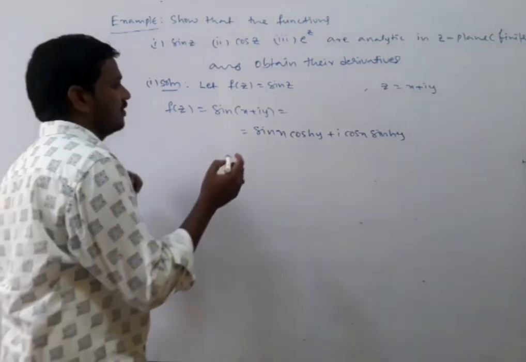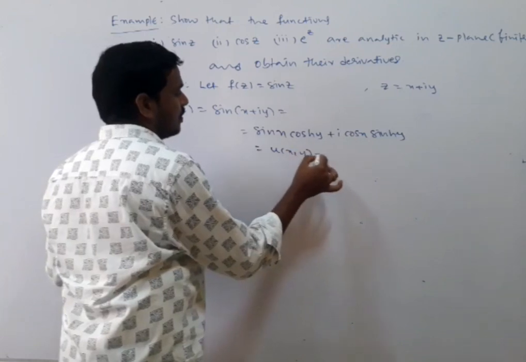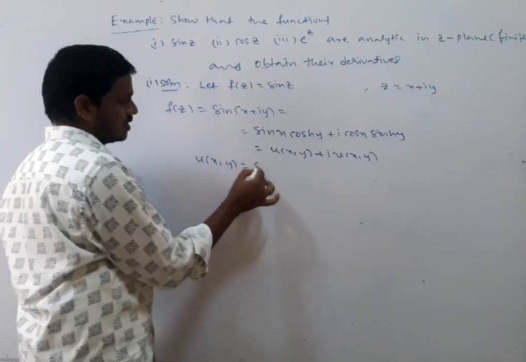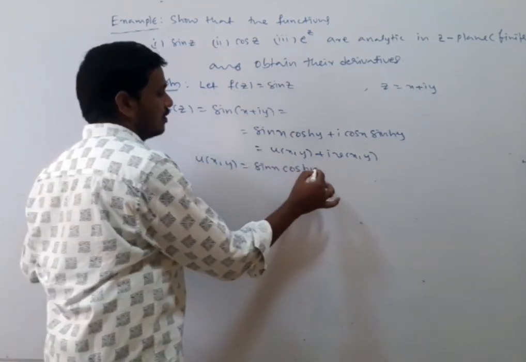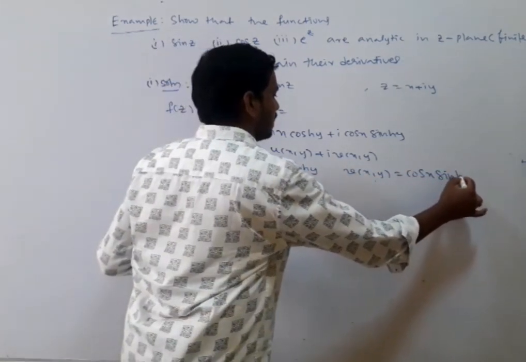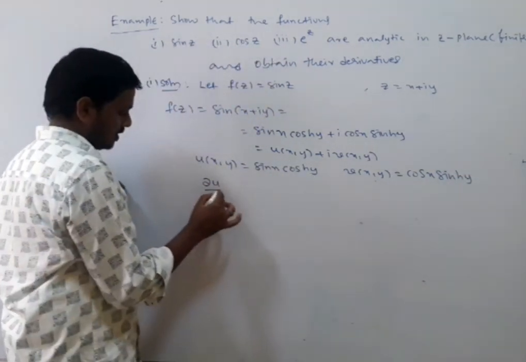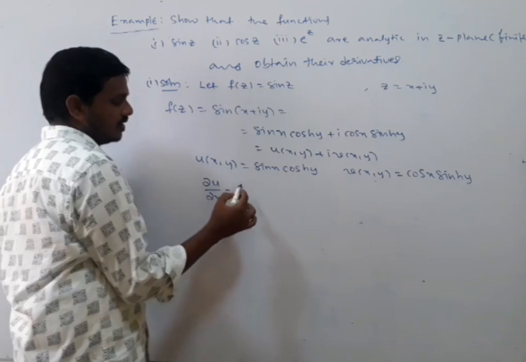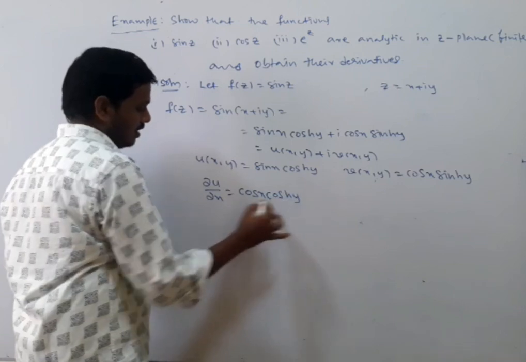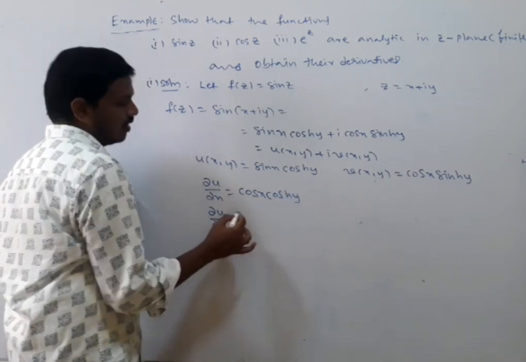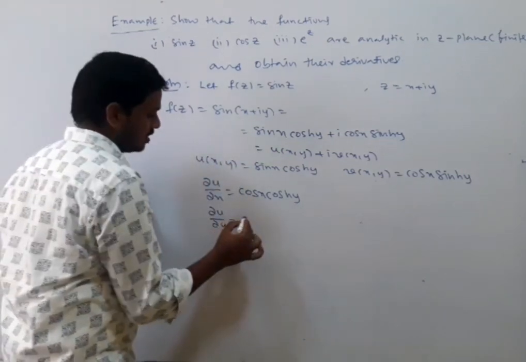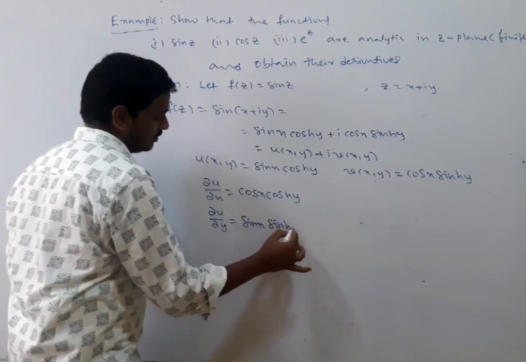So it is in the form of u of x comma y plus i v of x comma y. Clear? Here u of x comma y equals sin x cos hy, and v of x comma y equals cos x sin hy. Dou u by dou x equals the derivative of sin x, which is cos x, keeping y constant, cos hy is also constant. Dou u by dou y, the partial derivative with respect to y: the derivative of cos hy is sin hy, so sin x sin hy.